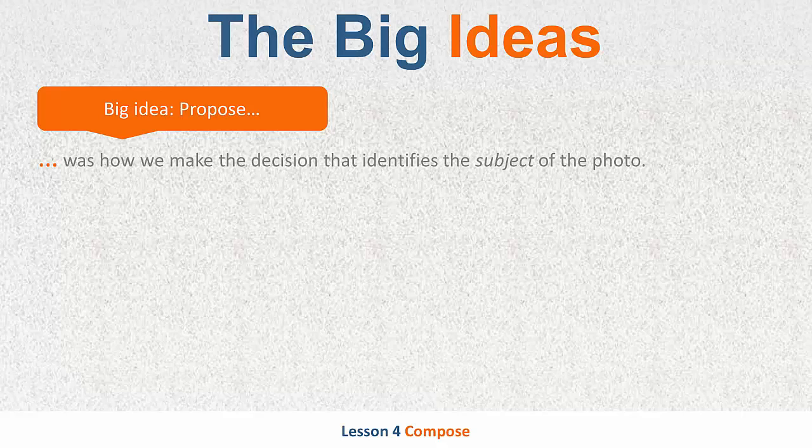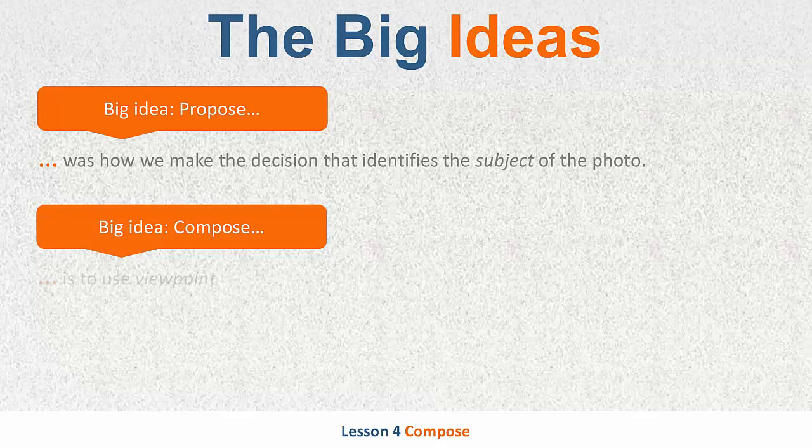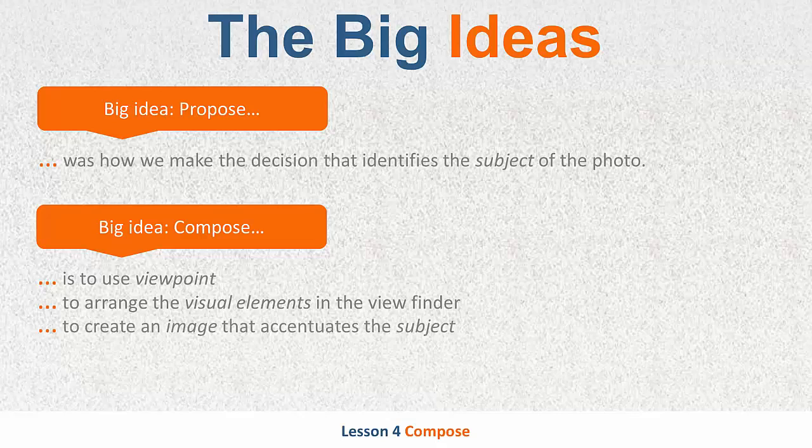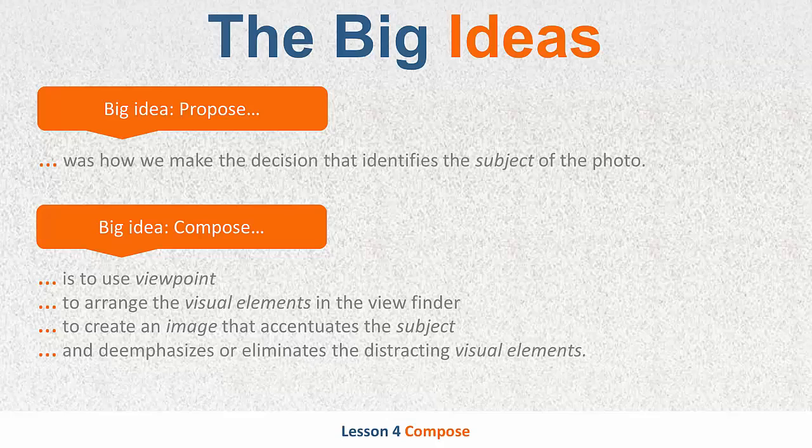Once we've identified the subject, we move to the next step in the process, compose, which is the subject of this lesson. The big idea of the compose step is to use viewpoint, the position of the camera relative to the subject, to arrange the visual elements in the viewfinder, to create an image that accentuates the subject and de-emphasizes or eliminates those visual elements that detract from the subject. How do we accomplish this?